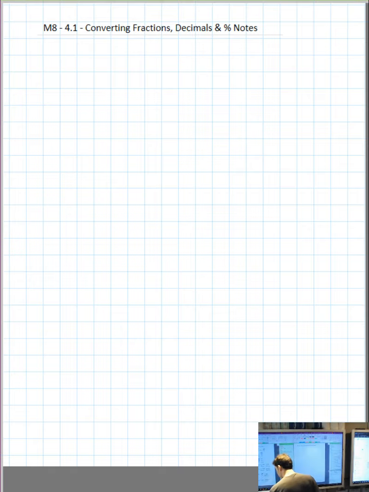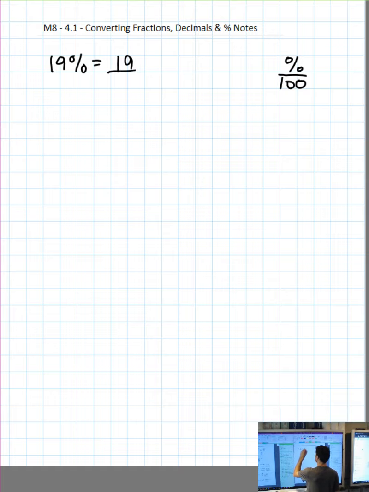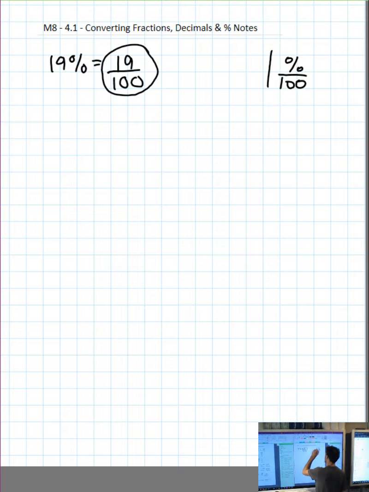Okay, what about if we go in the opposite direction? What if I have 19% equals? Well, as I know before, I'm going to write the formula again. We know that a percentage is just a number over 100. So my easiest way to do this is just say 19 over 100. Again, circle your answers and box your formulas.